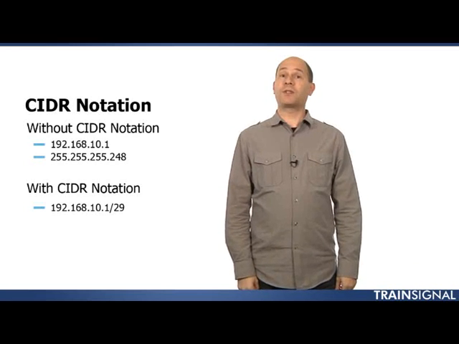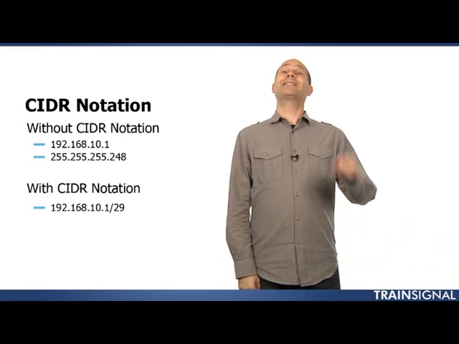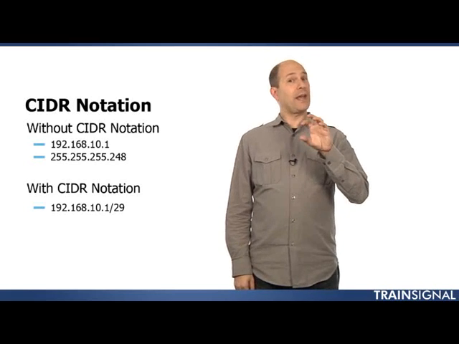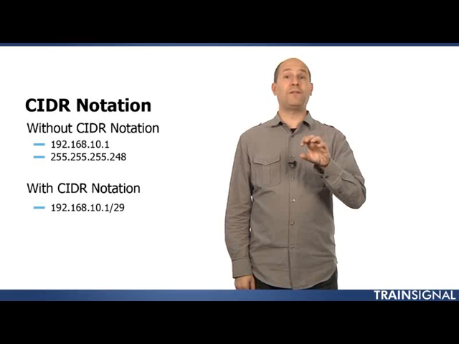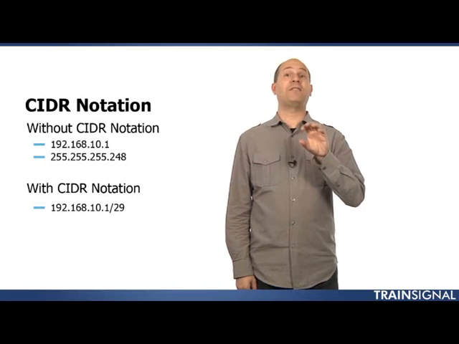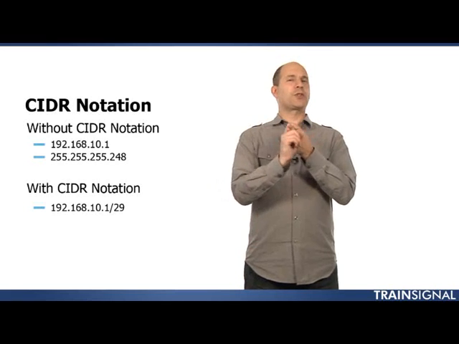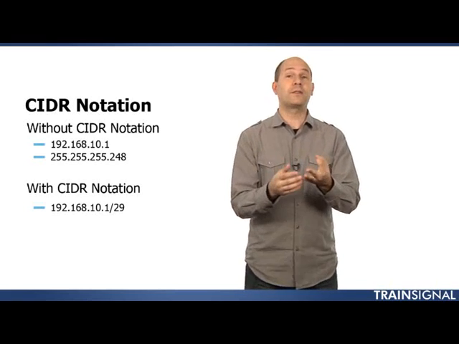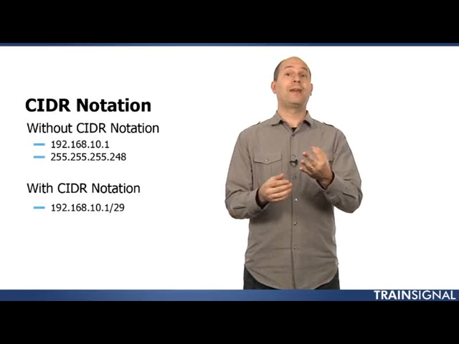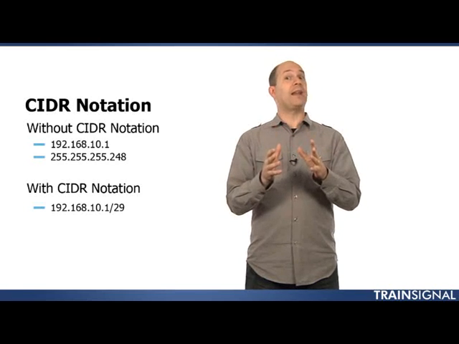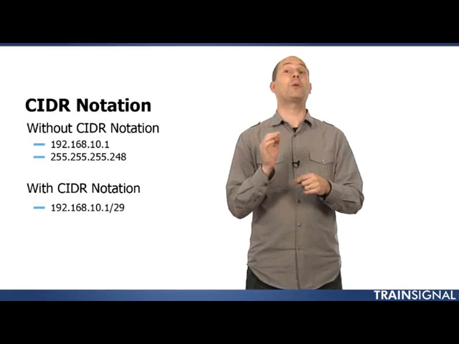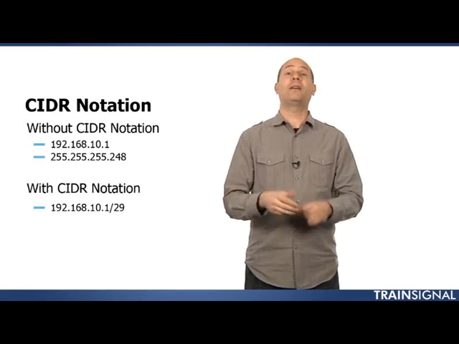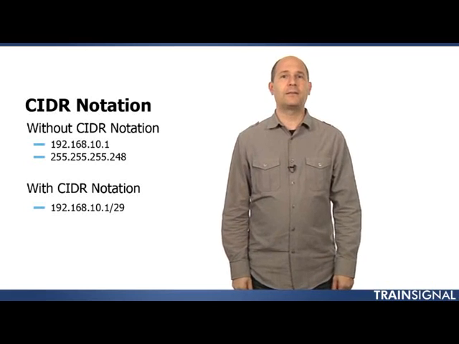So the example of a CIDR notation here might be 192.168.10.1/29. Okay, and that /29 is because we had 255.255.255.248. Each of those three 255s is 8 bits of ones, right? So that's 24 ones. And a 248, when we convert that, it turns out to be 5 ones and then 3 zeros. You add the 5 ones to the 24 we already had, you get 29.